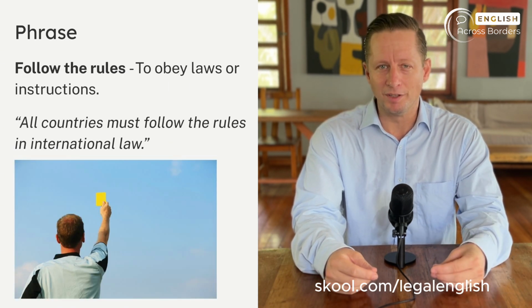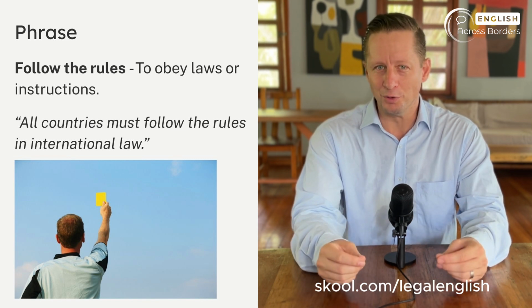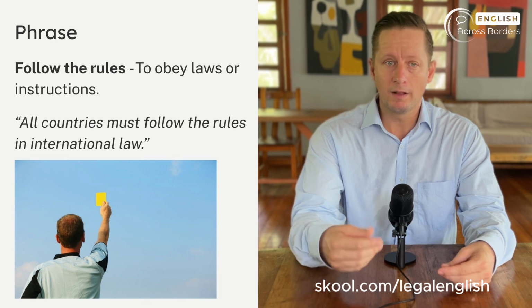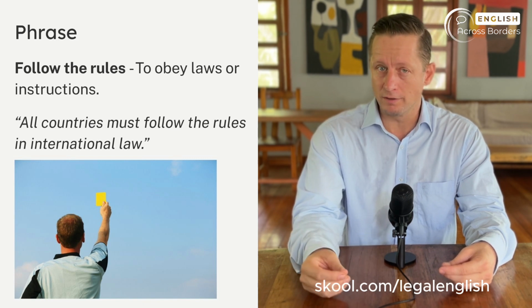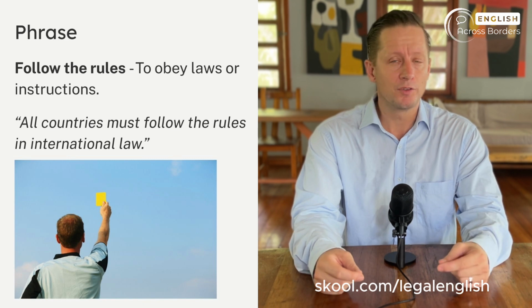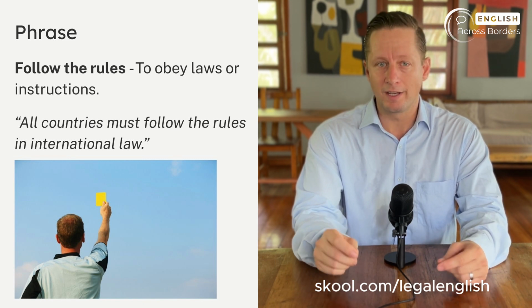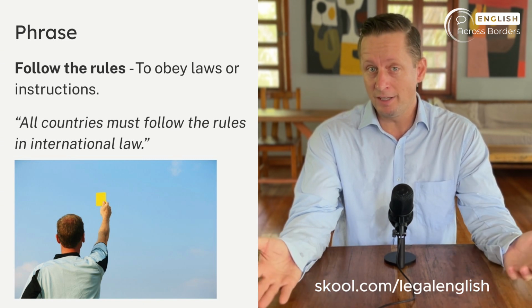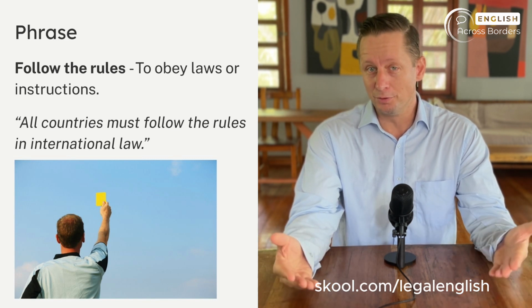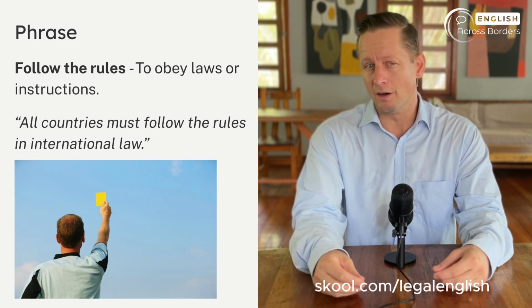Here's a simple one. Follow the rules. To follow the rules means to obey the laws or instructions. In international law, all countries must follow the rules so they can live and work together peacefully. Just like in school, if everyone follows the rules, it's easier to get along.